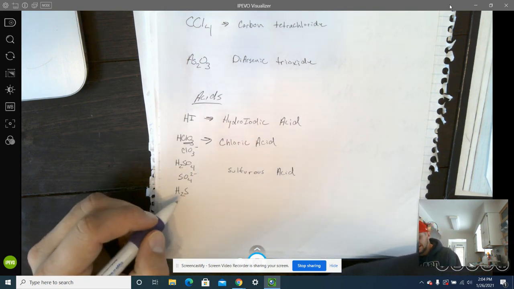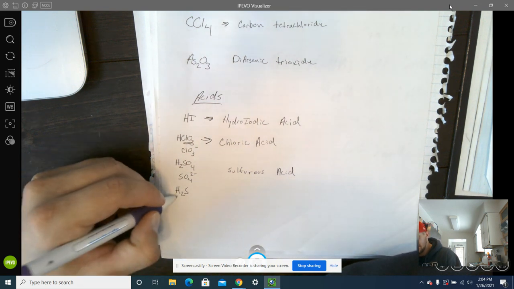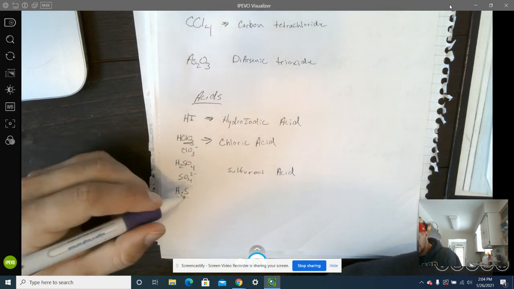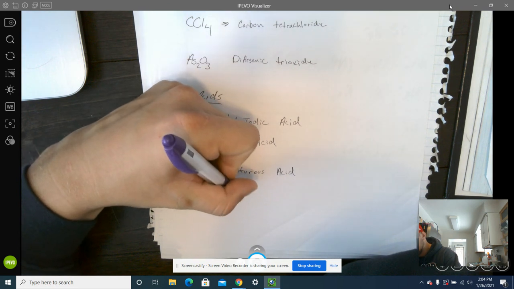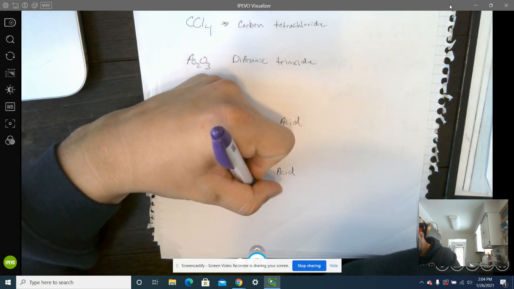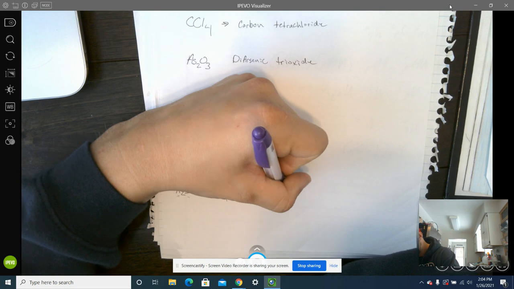Then our last one, we have another binary acid because it's only 2 elements. In this case, this is hydrosulfuric acid.